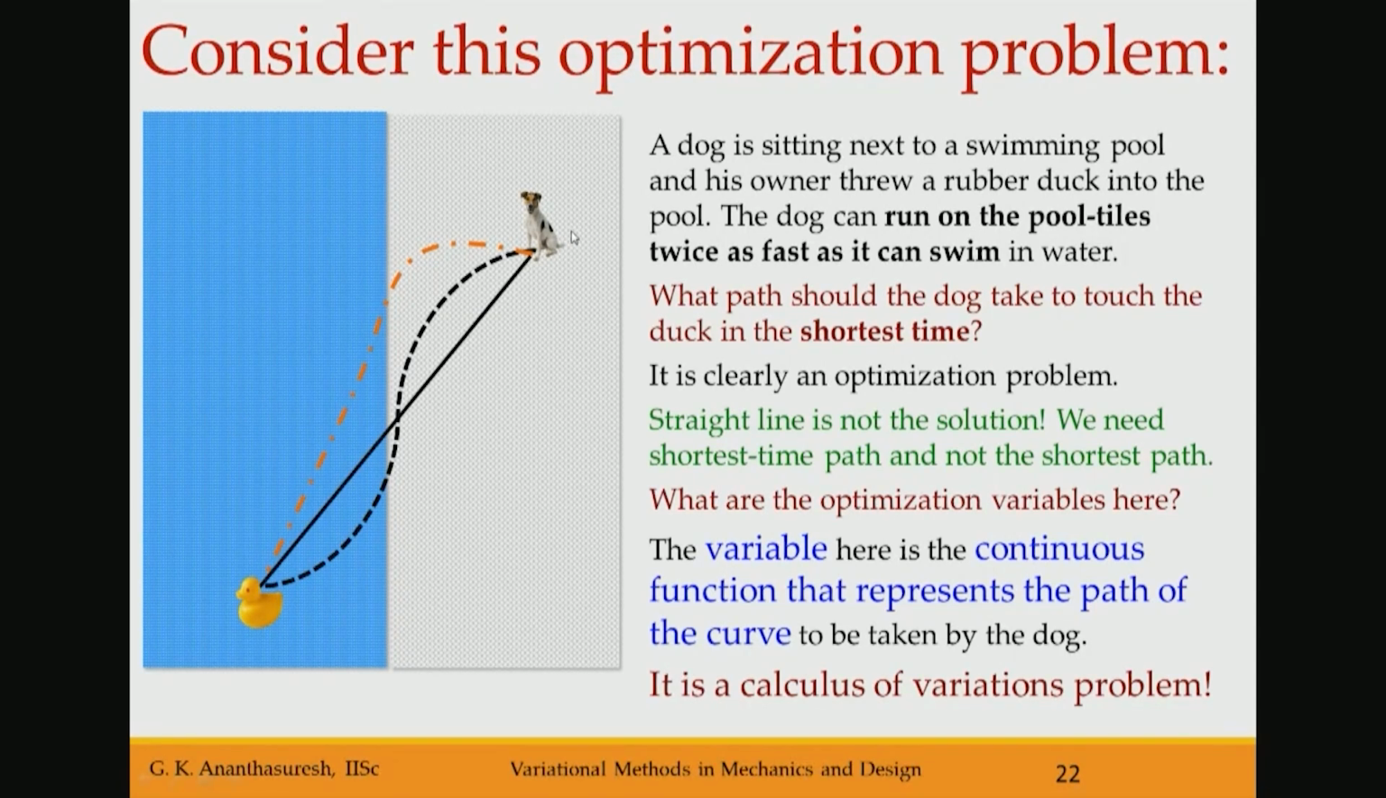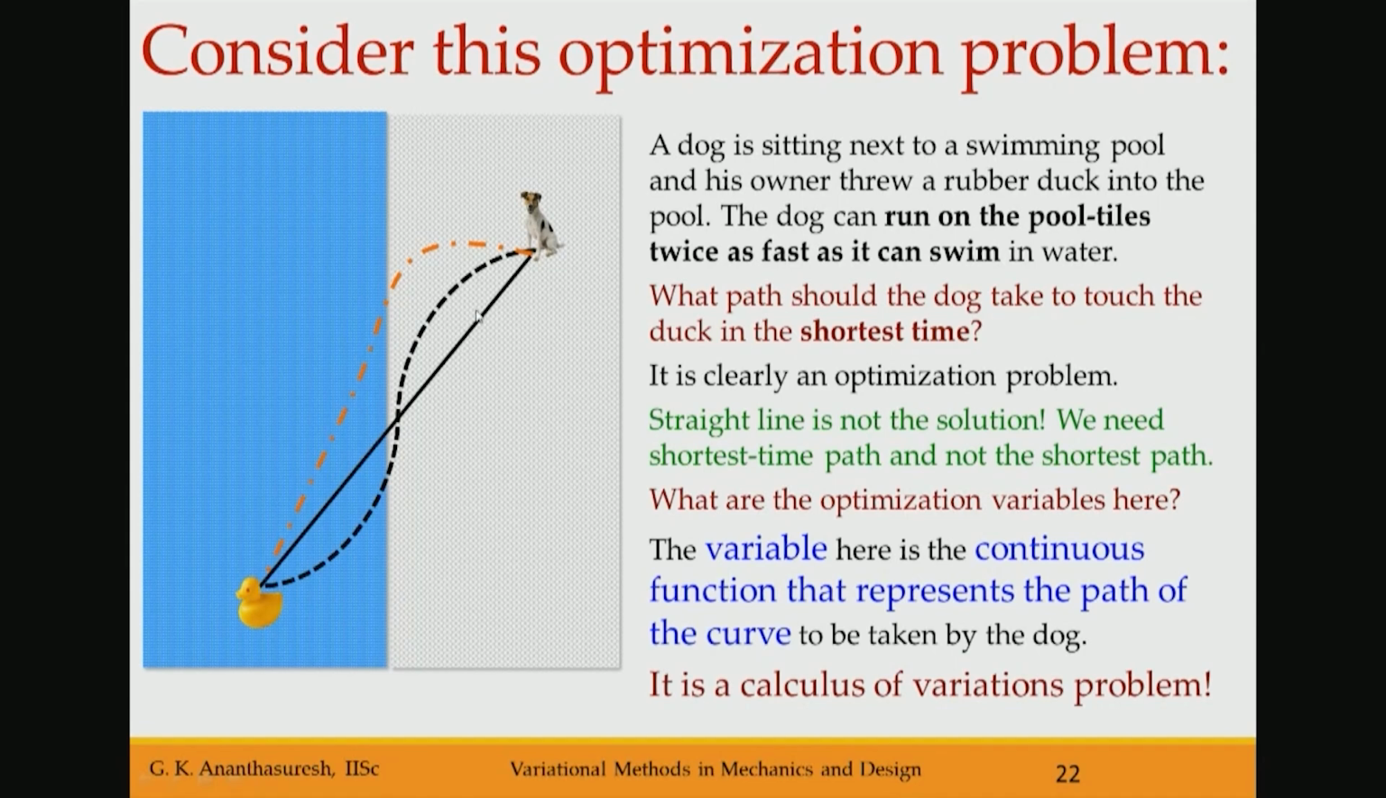Least time meaning the lowest time or the quickest. There is a sense of optimization. Which path should this dog take in order to reach the rubber duck? Will it go along the straight line, that is the solid black line, which will be the minimum distance path from where the dog is to where the rubber duck is, or should it take a different path? Why would it take a different path? Why not the least distance path?